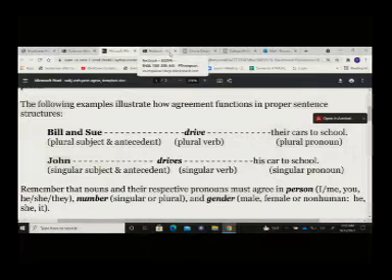Okay. Remember that nouns and their respective pronouns must agree in person. They must agree in number. That's singular or plural. So if on a paper, when I grade your paper, you see "must match in number," that's what I'm talking about. Number is singular or plural. And then it must also agree in gender: male, female, or non-human.